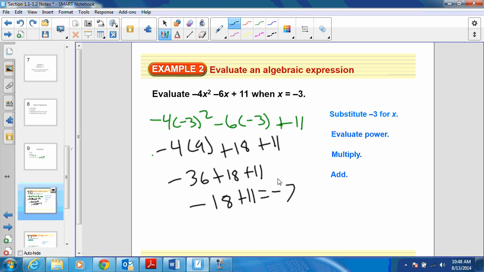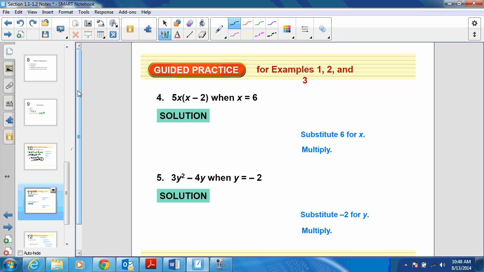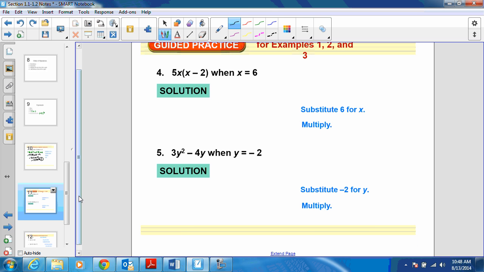Okay. So that would be your answer for this, negative 7. These are the same thing. Once you practice on your own, plug in 6 for x. Make sure you use PEMDAS to solve it. If you have questions, ask in class.